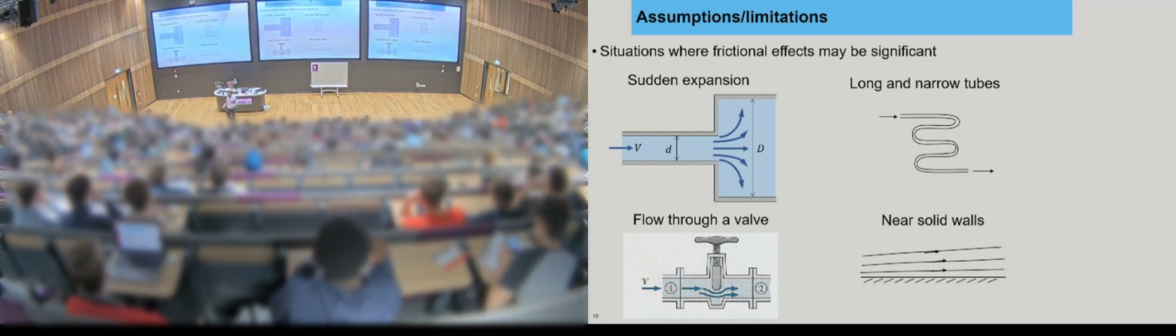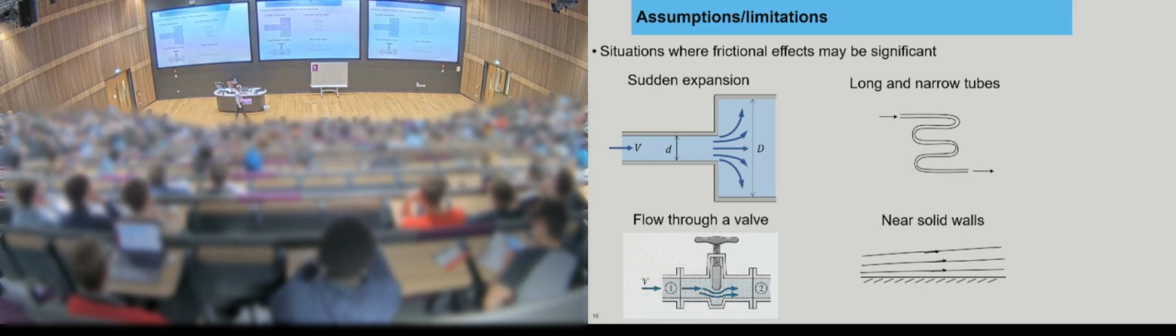Another example on the right-hand side is what happens when you've got this very long, narrow tube, and the flow is going along it, and eventually, on a very, very long tube, the friction effects begin to become important. In 2 or 3 lectures' time, we'll look at flow inside a pipe with friction.